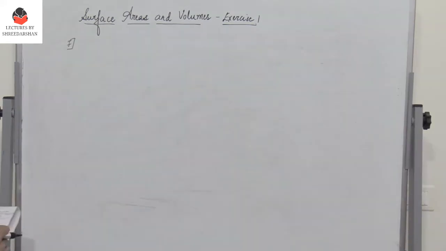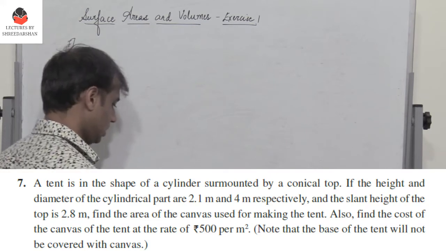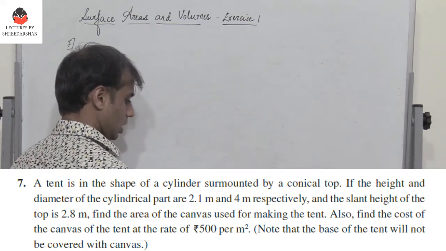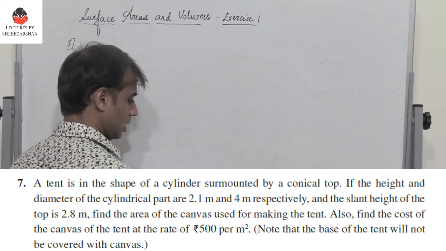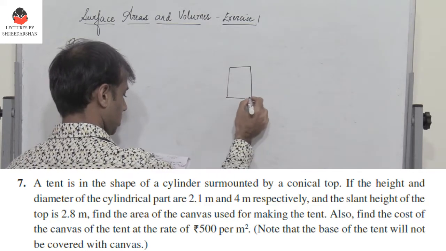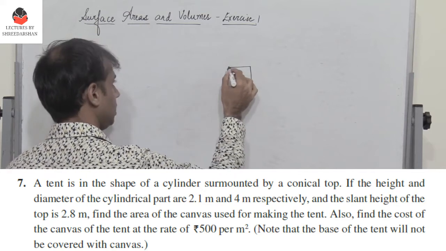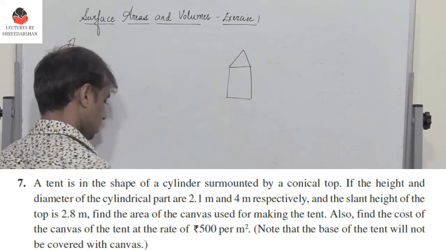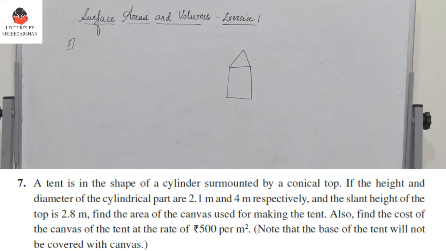Problem 7: a tent in the shape of a cylinder is surmounted by a cone. If the height and the diameter of the cylinder are 2.1 meters and 4 meters, and the slant height is 2.8 meters, find the area used for the tent, and also if the rate is 500 per meter square, what is the total cost? Of course, the base area is not covered with the canvas.